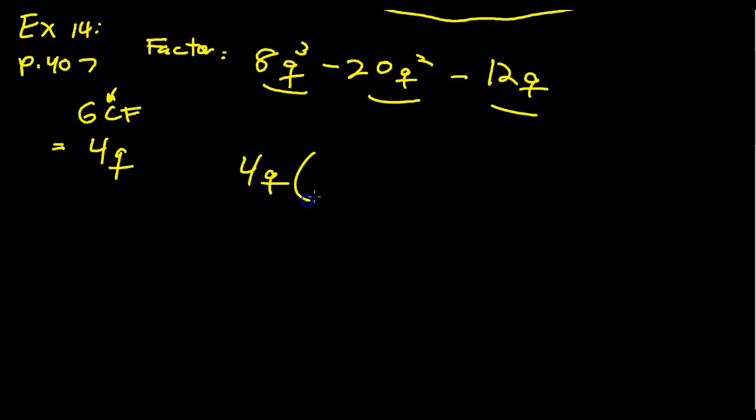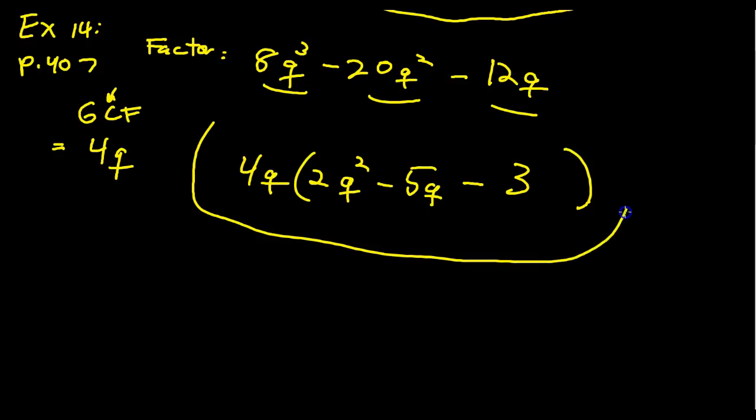So rewriting this as a product, I'll factor out the 4q. From the first monomial, if I factor out a 4q, I'm left with 2q squared, minus factoring out a 4q from 20q squared, I'll get 5q, minus factoring out a 4q from 12q, I'll get a 3, just a simple 3. Final answer, 4q times 2q squared minus 5q minus 3.